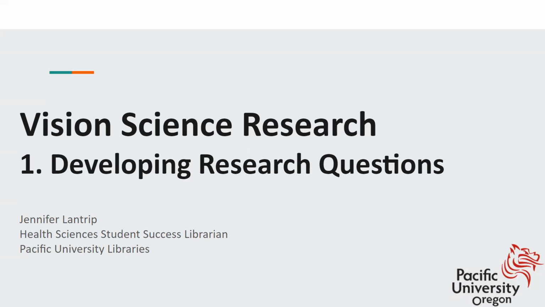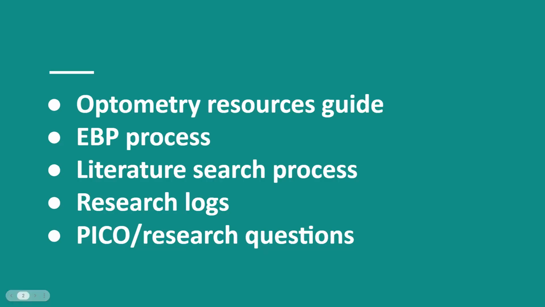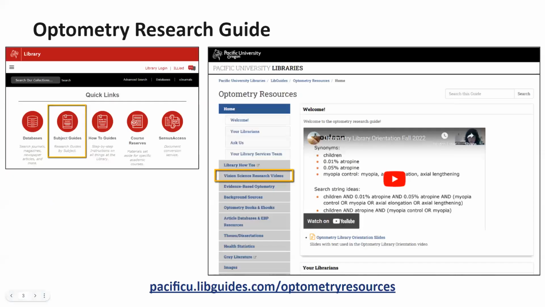This video will cover developing research questions. During this video, we'll take a look at the Optometry Research Guide, also for vision science, the evidence-based practice process, what steps the library can work with you on, the literature search process, keeping a research log, and PICO or research questions. You can find the Optometry Research Guide by going to the library's website and clicking Guides. You can find the links to the databases that we'll discuss today.